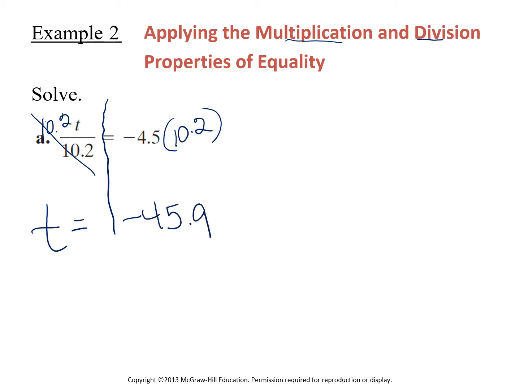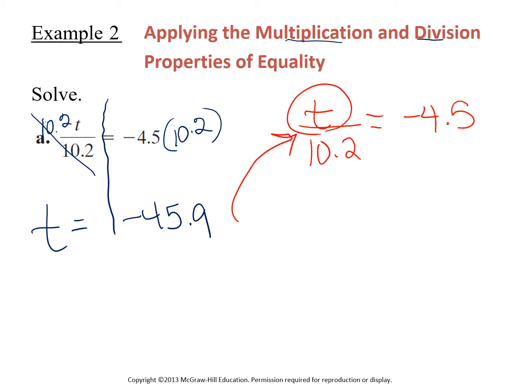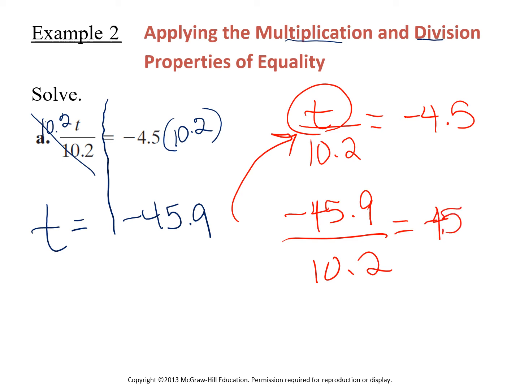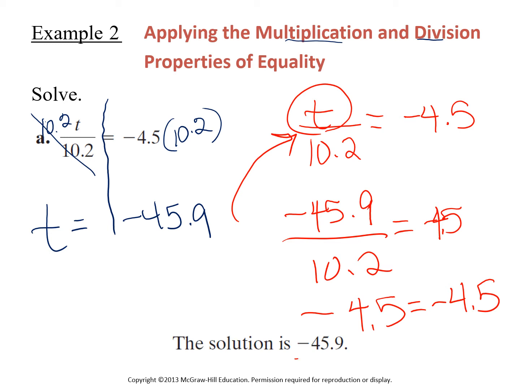Now I'm going to check my solution. T divided by 10.2 equals negative 4.5 by replacing t with the solution negative 45.9, dividing by 10.2 to make sure it equals negative 4.5, and it does. So negative 4.5 equals negative 4.5 is my balance statement, which checks my solution.